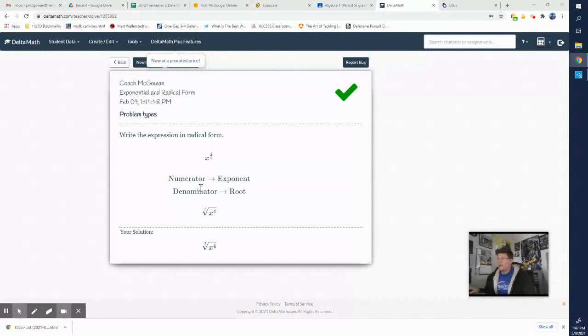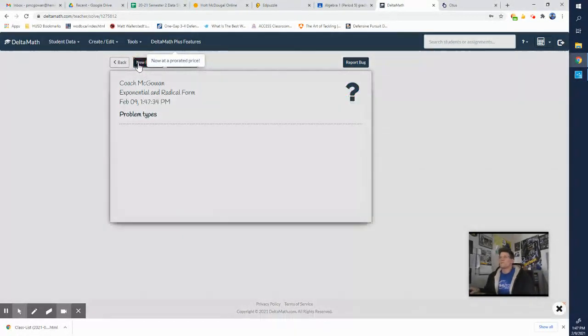My numerator is the exponent. My denominator is the root. So my numerator in this problem is 4. That becomes my exponent. My denominator in this problem is 5. That becomes my root. So I could change this exponential fraction into a radical. And the way we would say this one is the 5th root of x to the 4th.